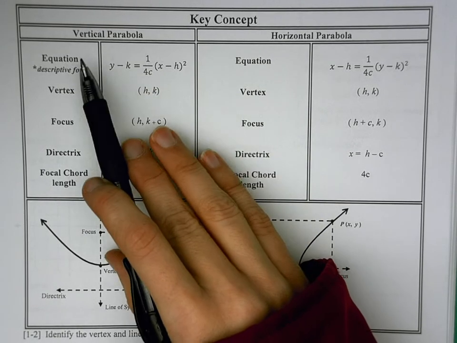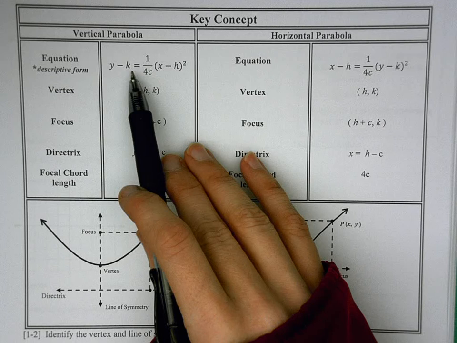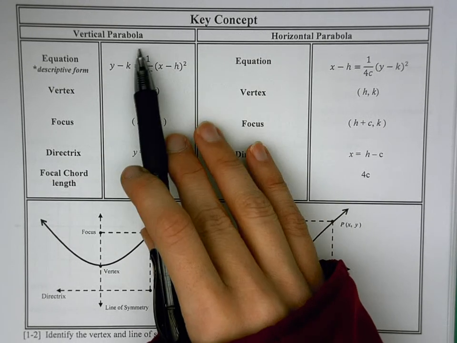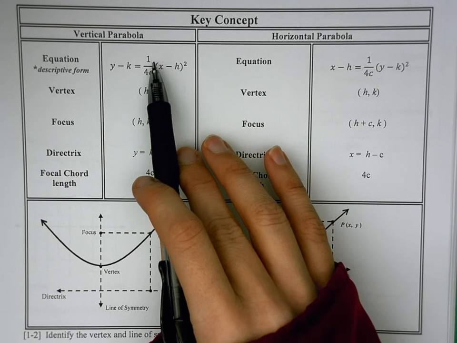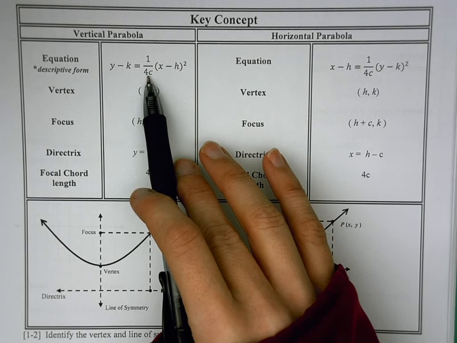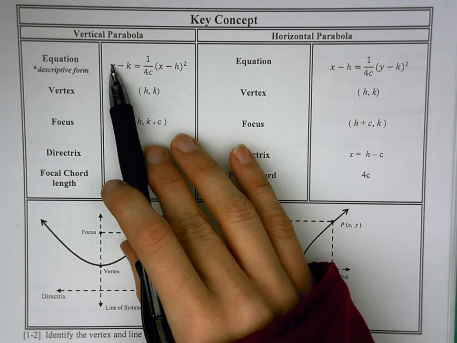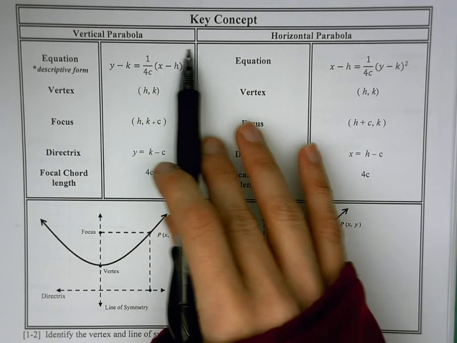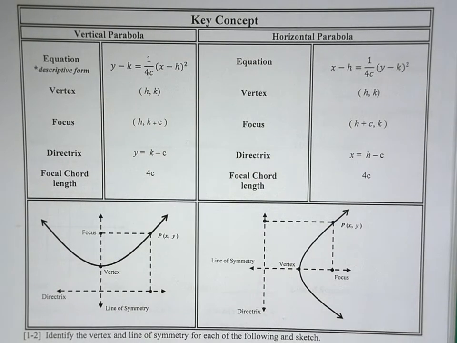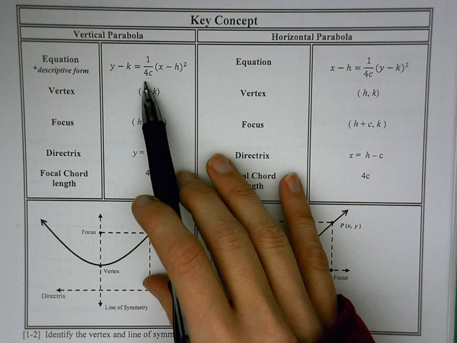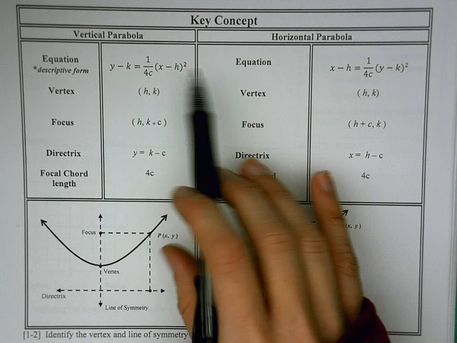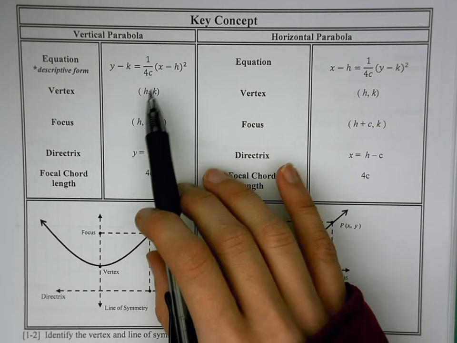The vertical parabola's equation in descriptive form is y minus k equals 1 over 4c times x minus h quantity squared, which is what you've seen before. Now granted, I do believe 1 over 4c has always been referred to as a, so this piece here might look slightly new to you, but this is still that quadratic form that you've seen over and over and over again. 1 over 4c, you're going to see this written into our notes, 1 over 4c equals a, because it's kind of taking a's place here. And we've got our vertex.